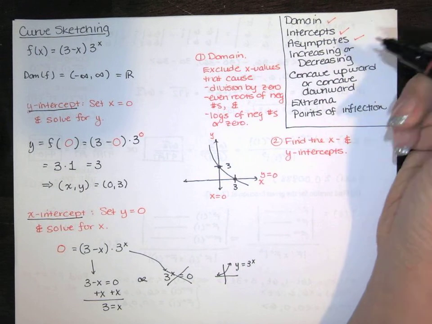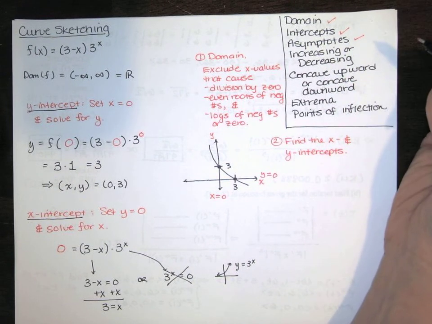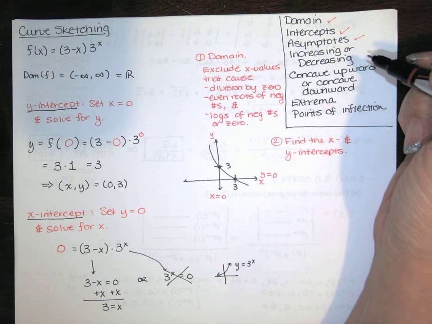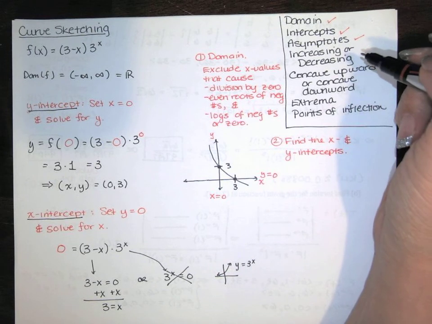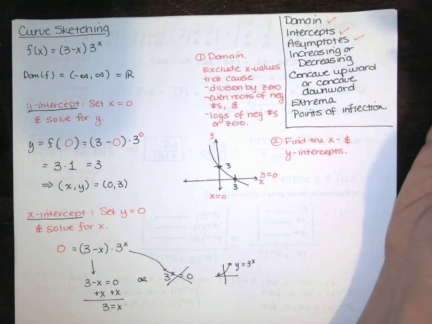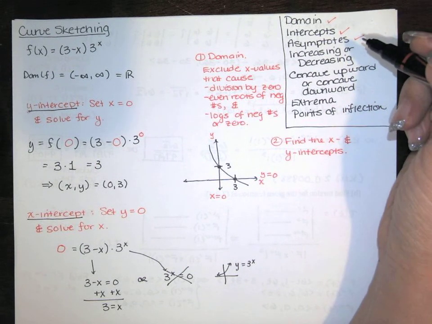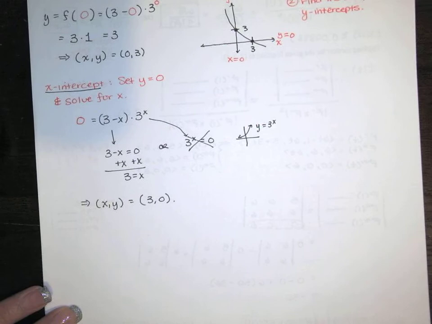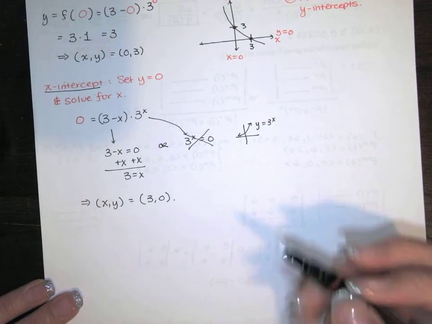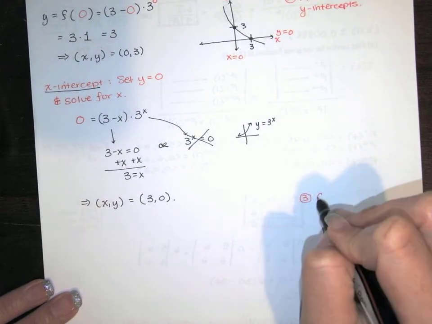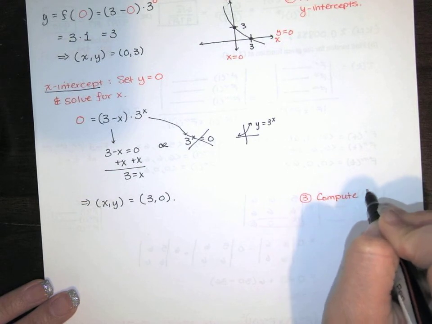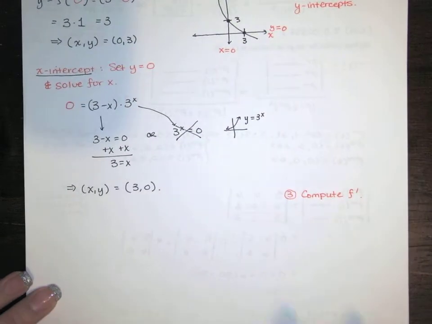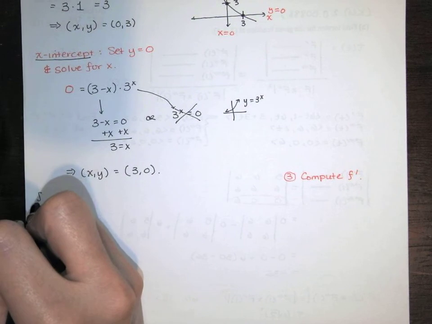The next thing we might want to do is figure out where our function is increasing or decreasing. To do that, we're going to take the first derivative, set it equal to 0 to determine the intervals where f prime changes from positive to negative or negative to positive. Basically, we're figuring out where the slope is 0. And then we'll determine the sign of f prime on each of those intervals. That tells us whether the function's increasing or decreasing. So we will compute f prime. And then once we have f prime, we'll find the critical values.